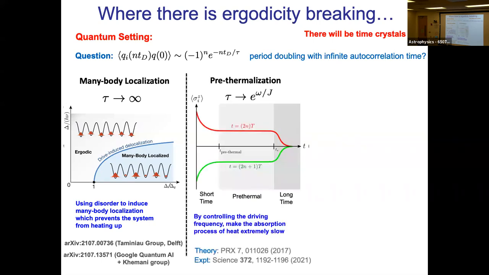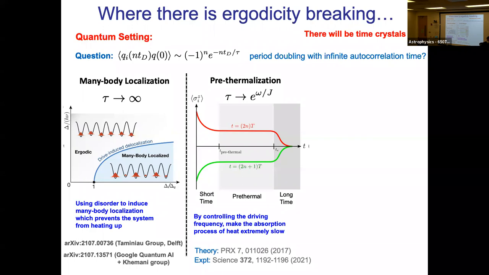A second strategy, which doesn't allow me to formally break ergodicity, but allows one to delay ergodicity for an extremely parametrically long time scale, is something known as pre-thermalization. And the intuition there is, again, very simple. If you take the frequency of your periodic driving to be sufficiently large, in particular larger than J, the local energy scales of your quantum many-body system, then in order to absorb a photon's worth of energy from the drive, there have to be many local rearrangements of the system in order to do that.